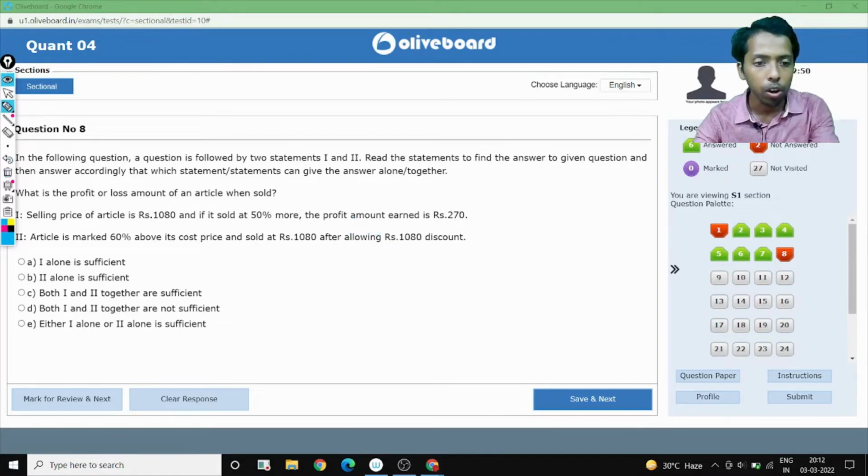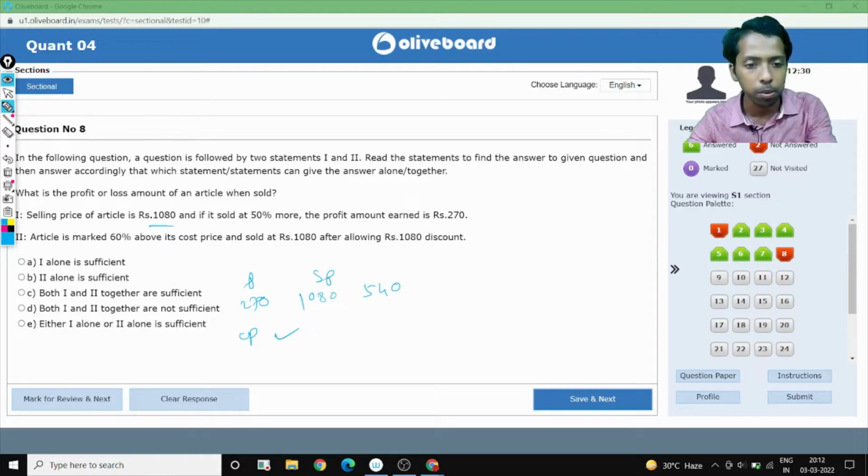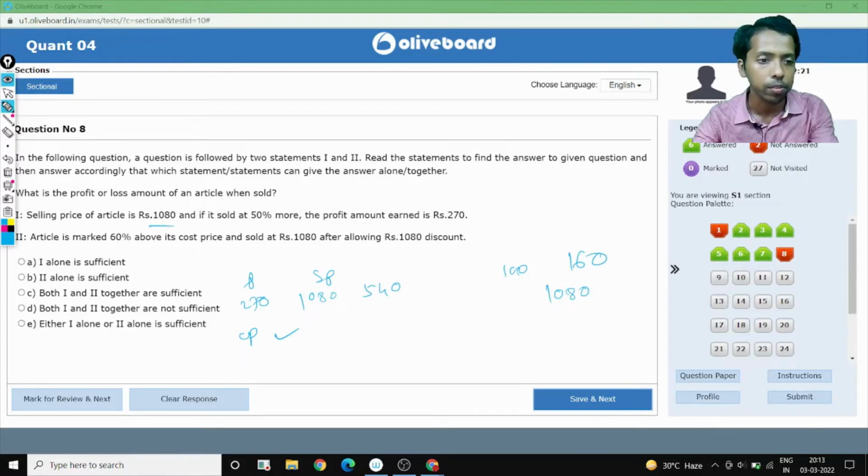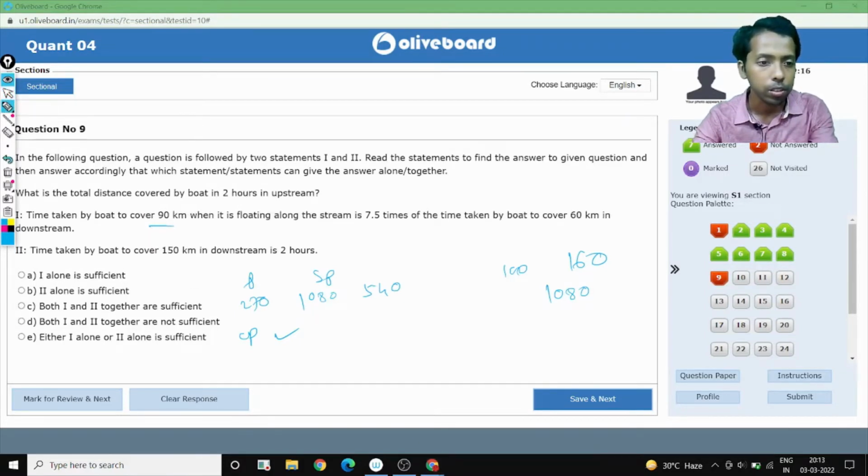What is the profit or loss of an amount when sold? Selling price of an article this, and if sold, okay, this is selling price 1080, sold at 50% more, that is 540 more. Profit amount would be earned 270. So cost price can be calculated. What is the profit or loss? Okay, article is marked 60% above the cost price. So this is it, and sold 1080 after allowing 1080 discount. Okay, so cost price we can find out, right? So individually both are sufficient, either one or two sufficient.